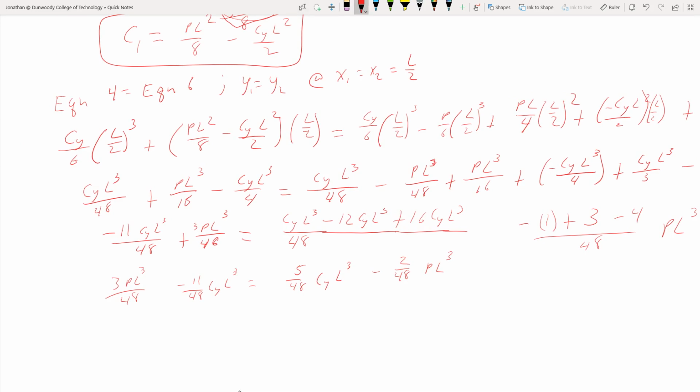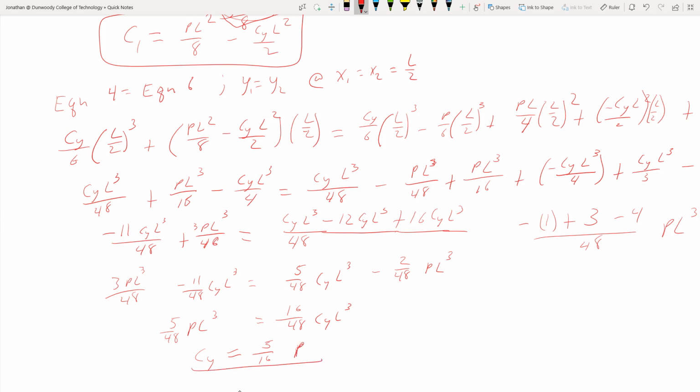Let me keep CY on the right side here. So we get 16 48ths CYL cubed. That's nice. It gives me 1/3. Add 2 48ths to both sides for that one. I get 5 48ths PL cubed. Multiply both sides by 48. CY divided by L cubed. CY equals 5/16 P.